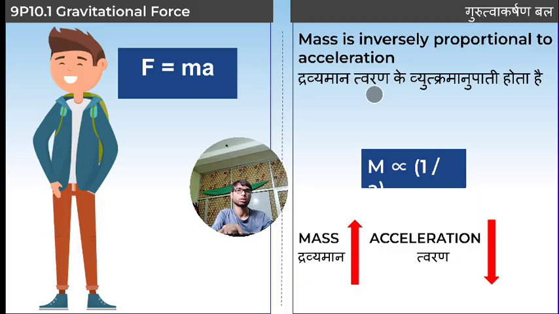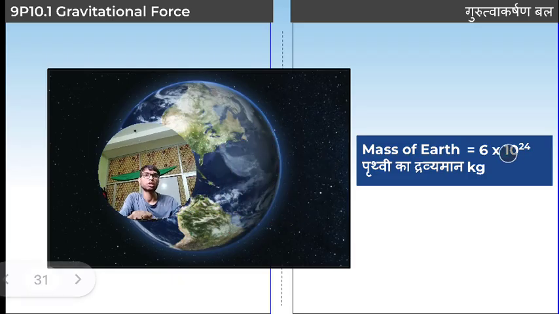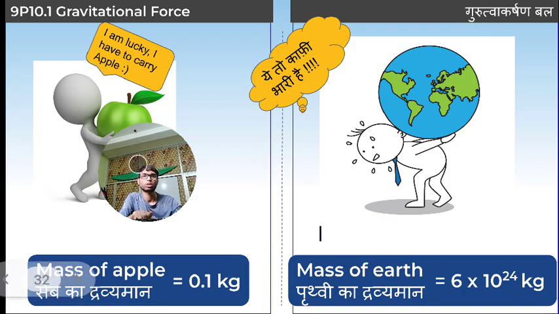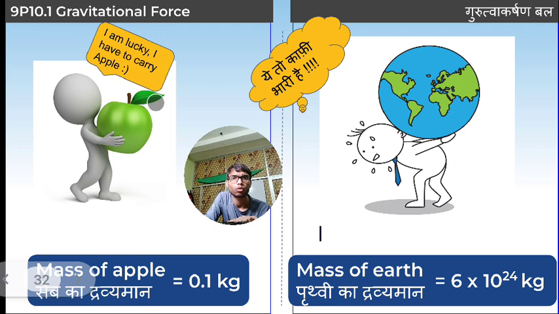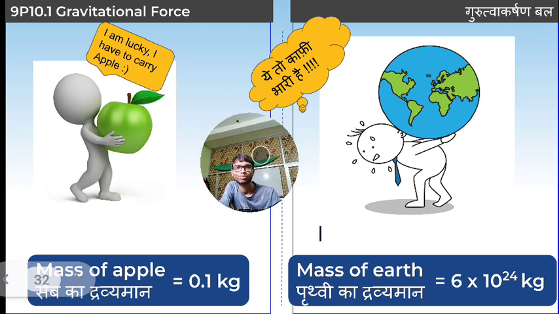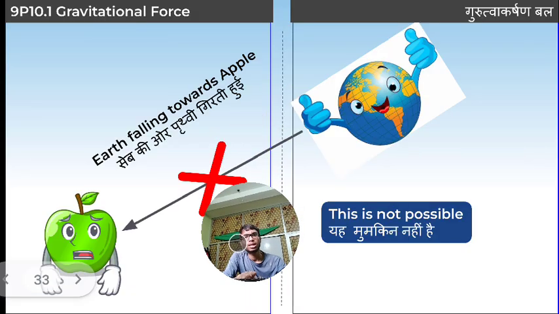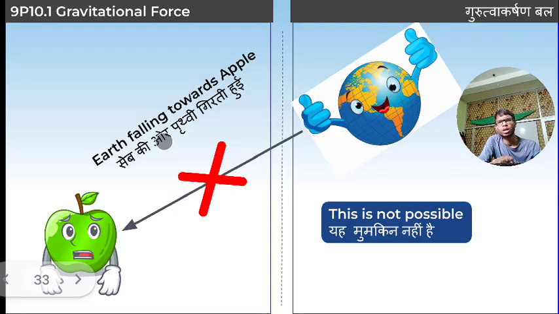The work is happening in opposite ways. Now in this case, we know that the mass of the earth is this much. Okay, I have to carry an apple. The mass of this apple is less. In this case, is the earth falling towards the apple? What? This is not possible. The earth cannot fall on the apple. That is not possible.